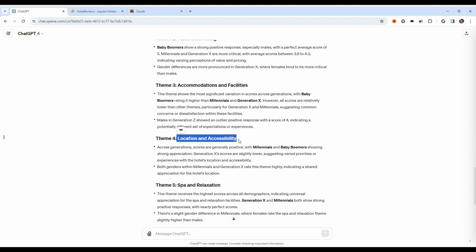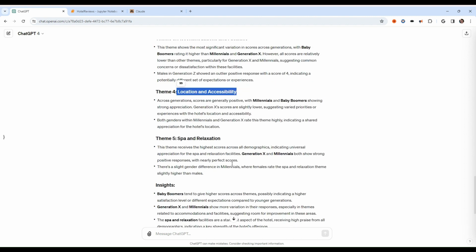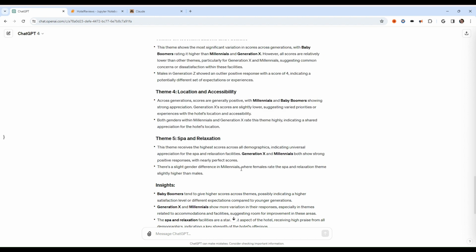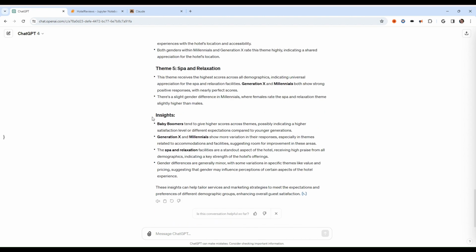Location and accessibility, again, really positive. And then the spa. Everyone seems to like that. Females rate the spa and the relaxation theme slightly higher than males. So here are our insights.